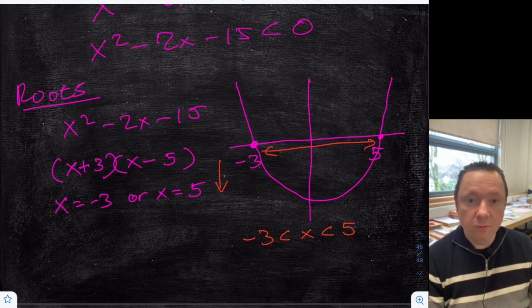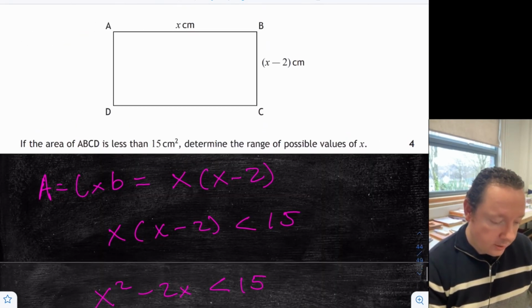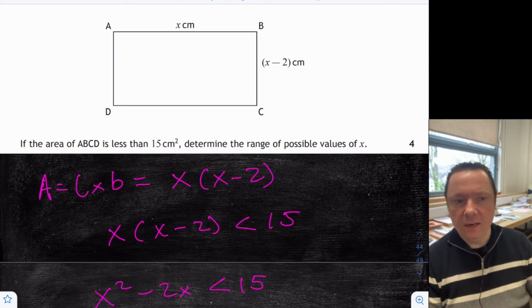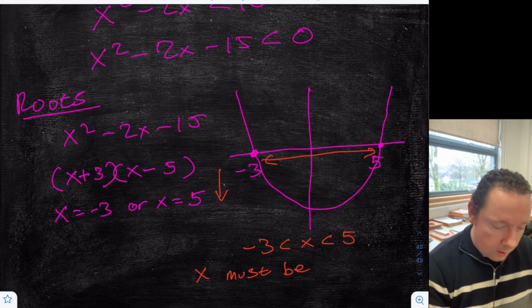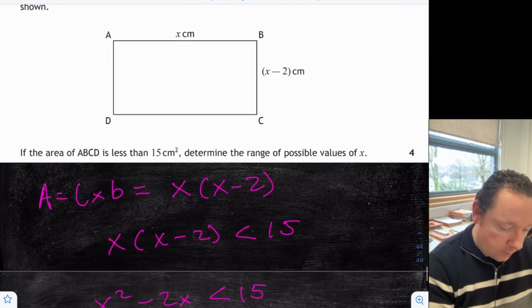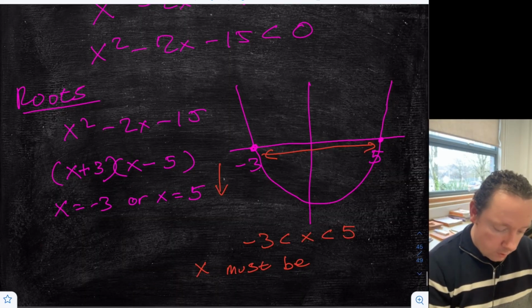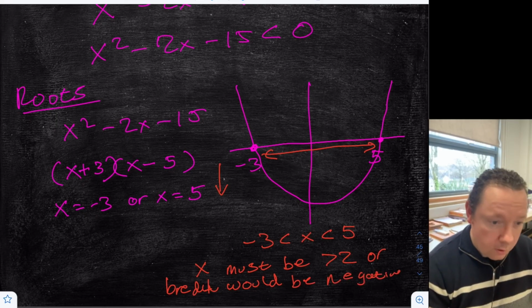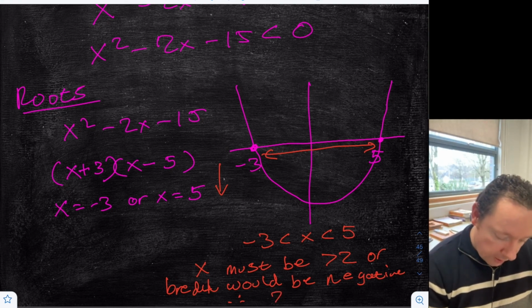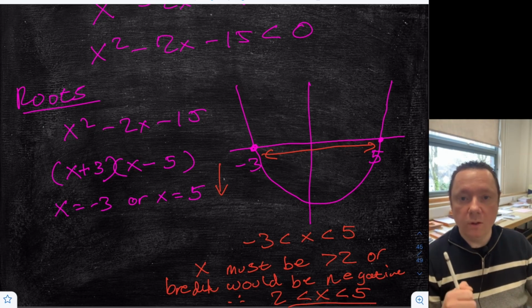But we need to be careful with this question because it is about the area of a rectangle, so we can't have a negative length. x must be... Let's have a look. We've got x minus 2 is our smallest, so it has to be bigger than 2, or the breadth would be negative. And therefore, our actual answer is 2 is less than x is less than 5. Need to be very careful with ones where it's in context.